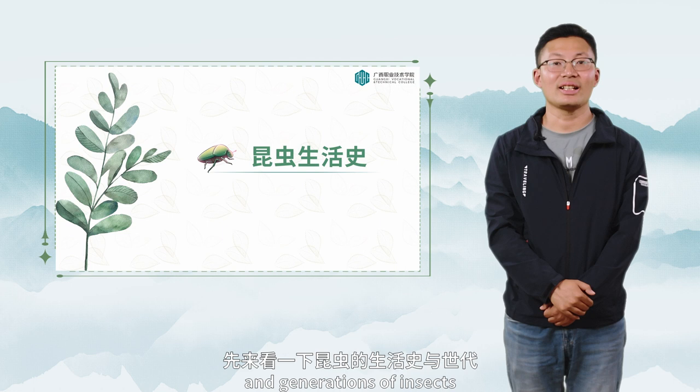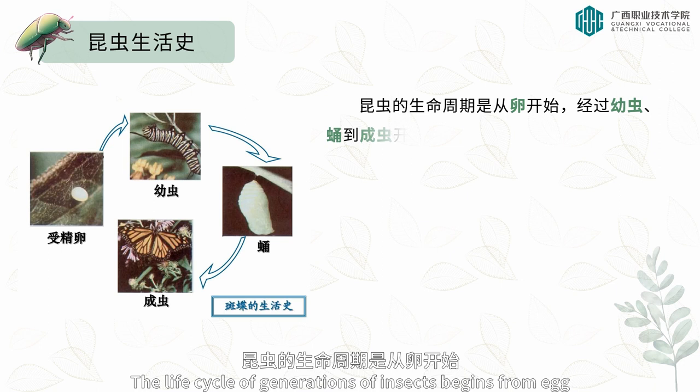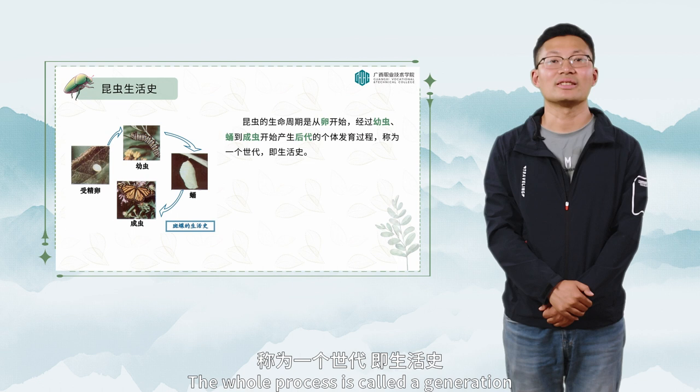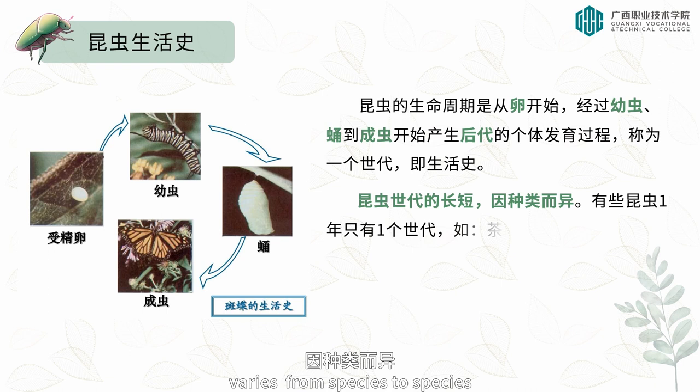The life cycle of generations of insects begins from egg to larvae, pupa to adult, and includes the autogenetic process of producing offspring. The whole process is called a generation. The length of insect generations varies from species to species.